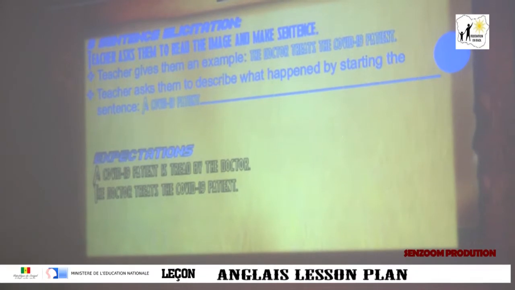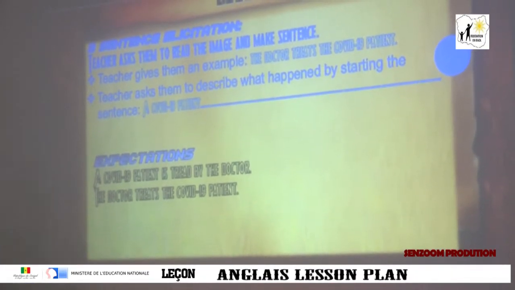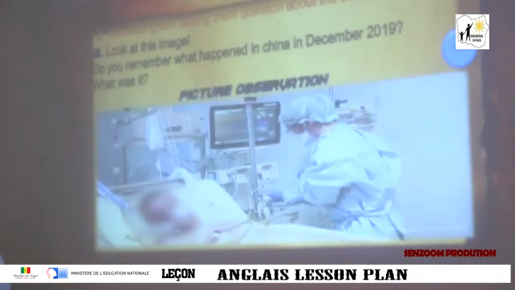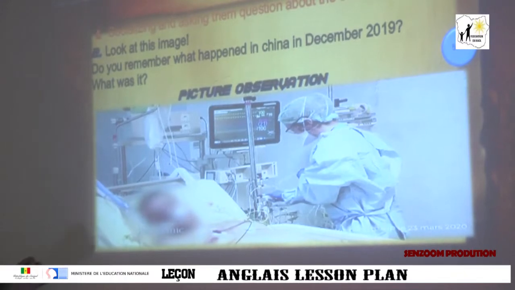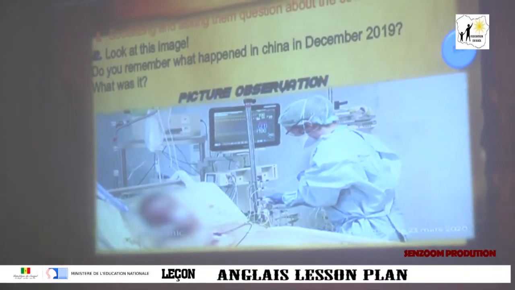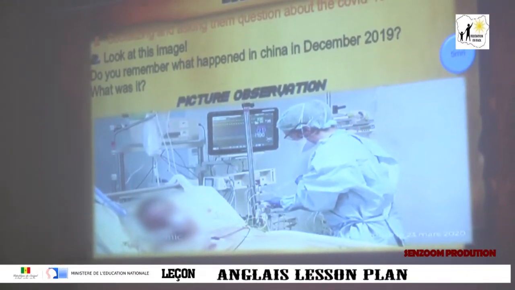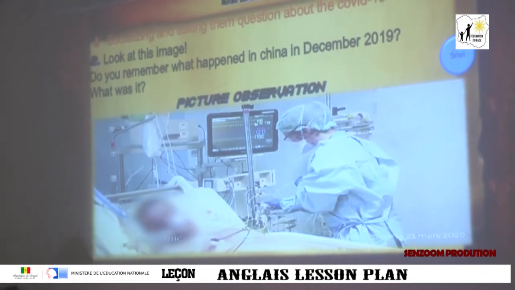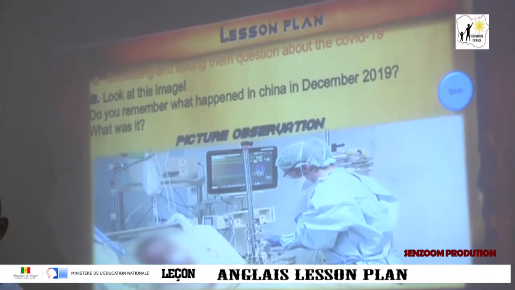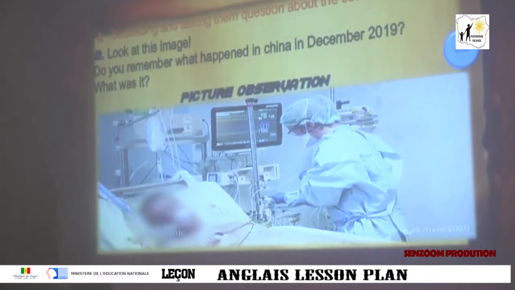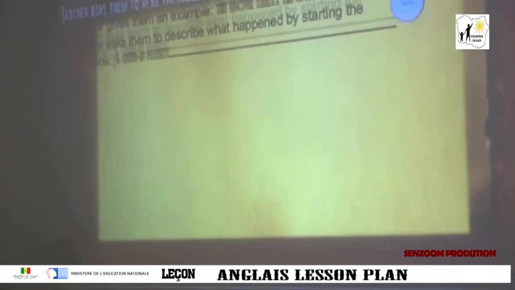Now let's describe again the picture, starting with the COVID-19 patient. Astu, can you make a sentence starting with the COVID-19 patient? Example, the COVID-19 patient is treated by the doctor. Now let's compare the two sentences.